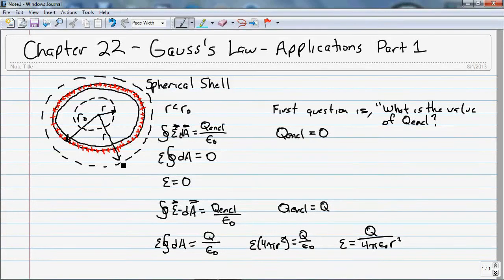So when I'm outside of this shell, as far as I'm concerned, it looks like the charge is at the center of the shell.